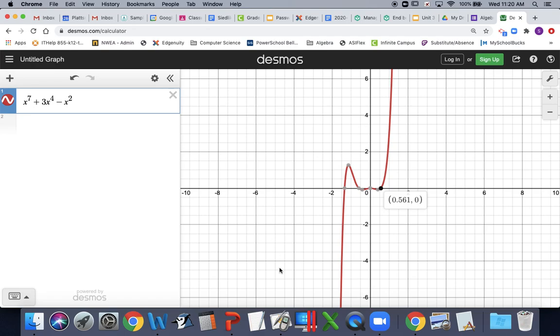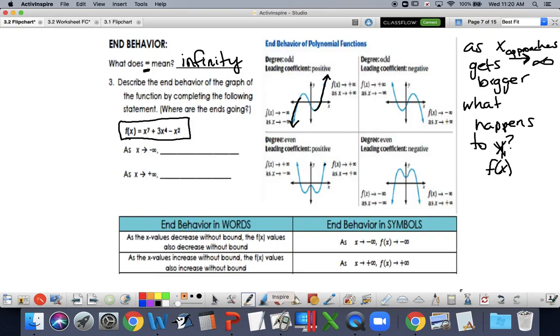So let's go back over to our notes and fill in that information. So as x became more negative, my f of x also became more negative. So f of x approached negative infinity. Whereas when x became bigger, when x became a bigger number, my f of x also became a bigger number. So f of x approached positive infinity. Like I said, the Khan Academy video should hopefully help out a little bit with practice.